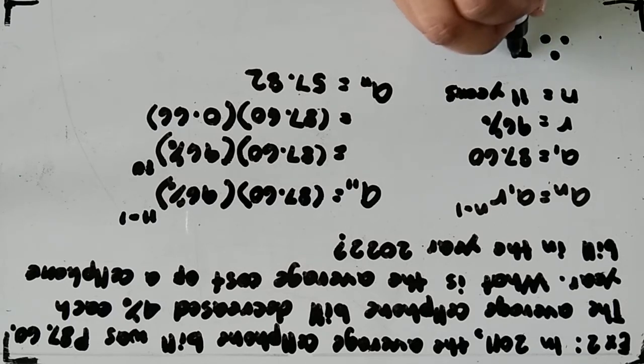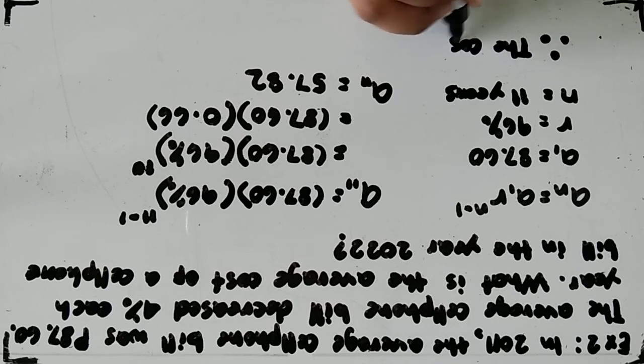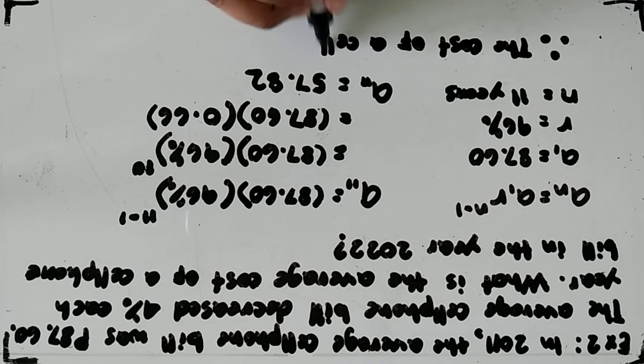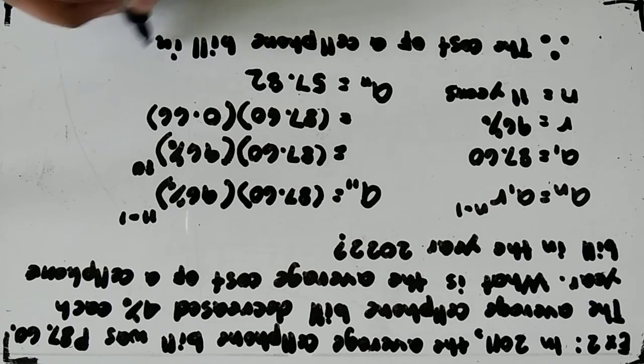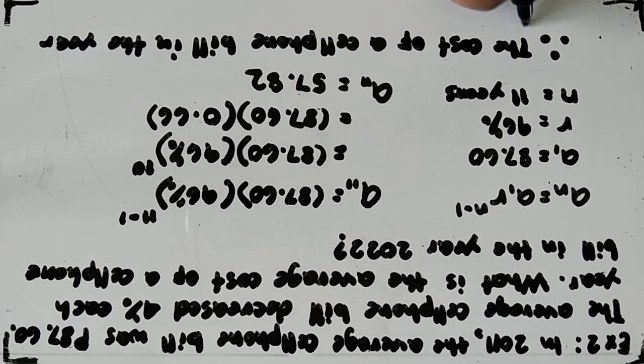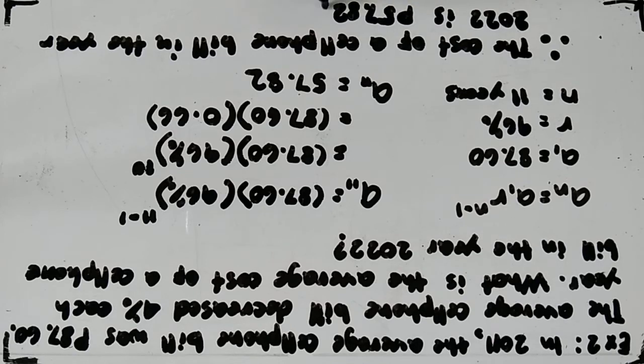So, therefore, the average cost of the cell phone bill in the year 2022 is 57.82 pesos. So, yun yung magiging conclusion natin.